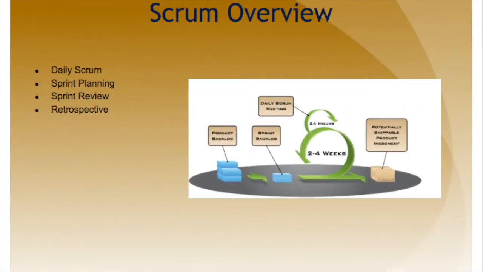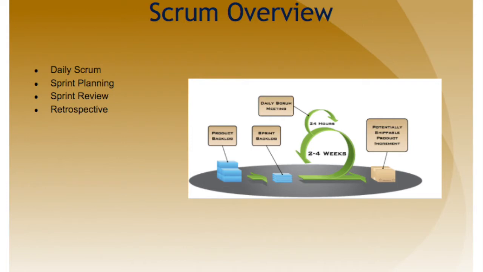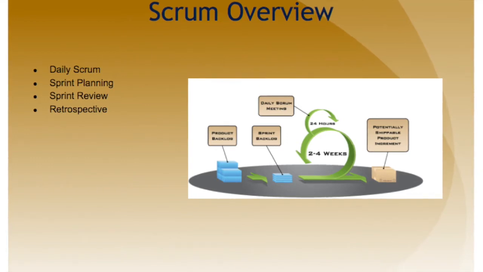Okay, let's start with Scrum overview. Daily Scrum happens every day during the sprint. It's a brief meeting called the Daily Scrum, which is conducted daily, as I said. This meeting helps set the context for each day's work and helps the team stay on track. All team members are required to attend the Daily Scrum.